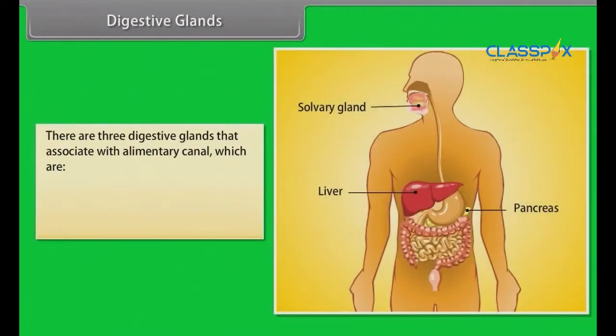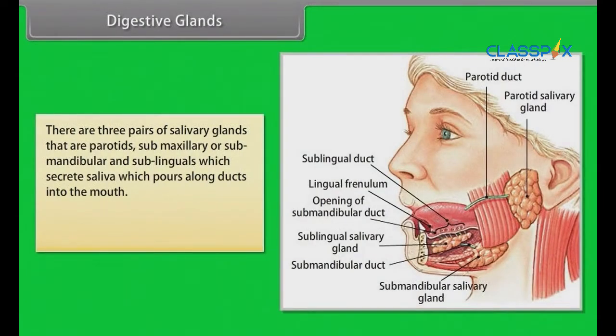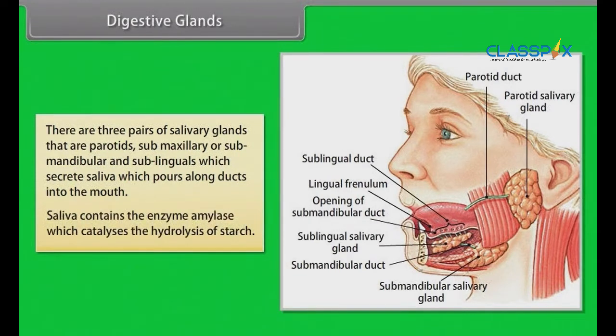Digestive glands. There are three digestive glands associated with the alimentary canal, which are the salivary glands, liver, and pancreas. There are three pairs of salivary glands: the parotids, submaxillary or submandibular, and sublinguals, which secrete saliva, which pours along ducts into the mouth. Saliva contains the enzyme amylase, which catalyzes the hydrolysis of starch.